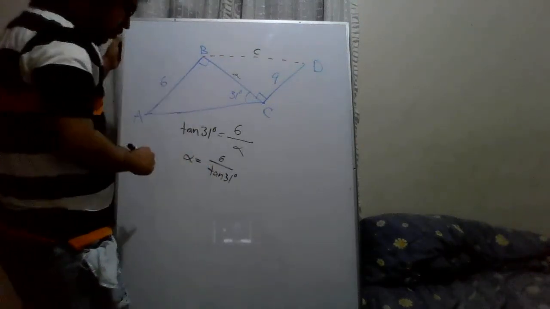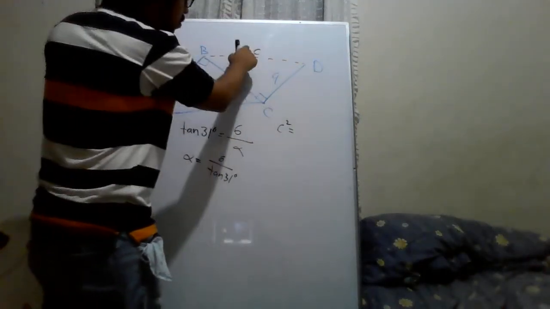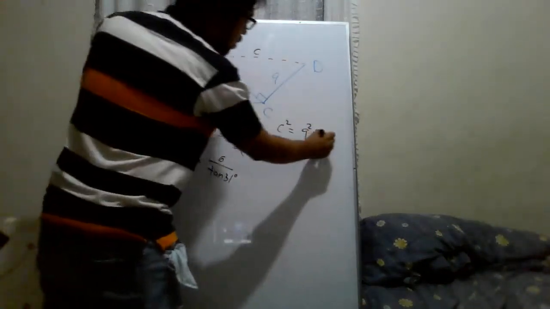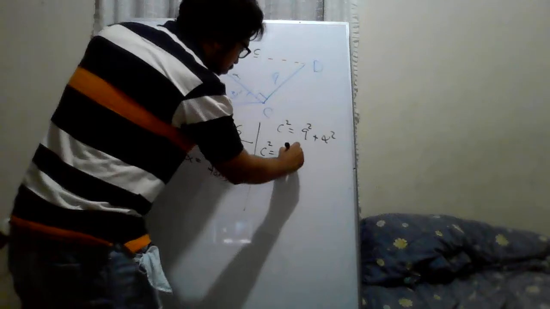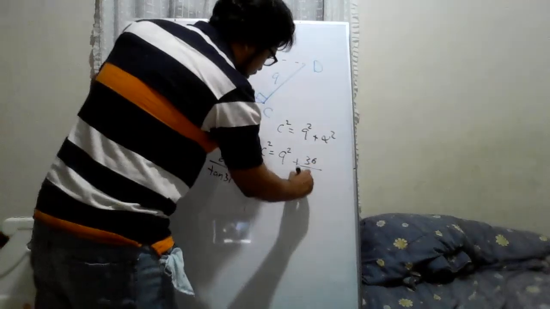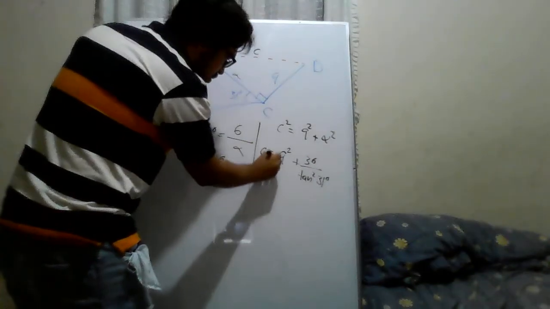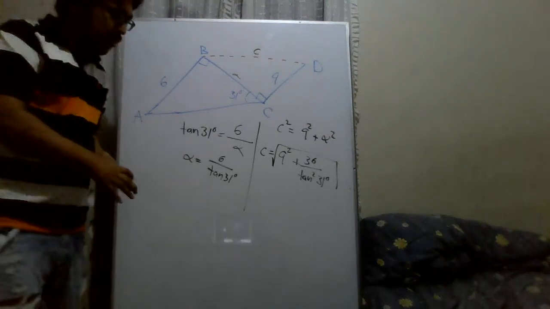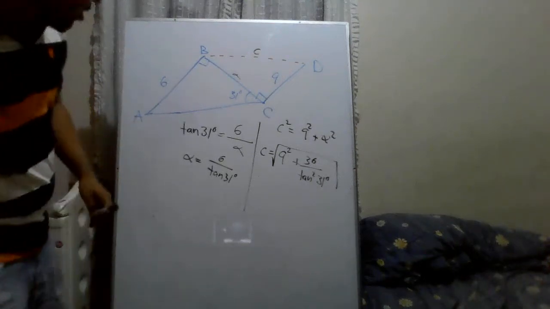Once you identify this, it's actually a very easy problem, because C squared, the hypotenuse, is equal to 9 squared plus alpha squared. And you know alpha. So C squared is equal to 9 squared, which is 81, plus 36 over the tangent squared of 31 degrees. And the root of this is the value you are looking for. Once you do this computation, again, a very easy problem to solve.